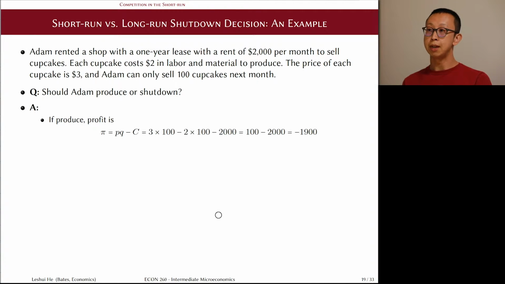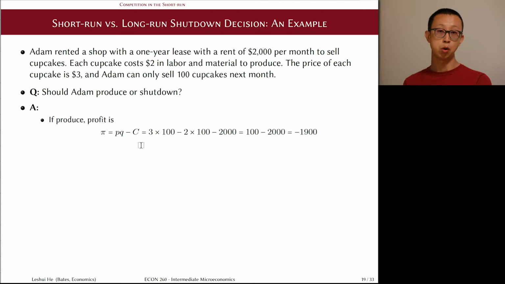Let's say entrepreneur Adam rented a shop with a 1-year lease with a rent of $2,000 per month to sell cupcakes. And each cupcake costs $2 in labor and material to produce. And the price of each cupcake is $3. And Adam can only sell 100 cupcakes next month. So the question is, should Adam produce or shut down? To answer this question, we need to have a horse race between two alternatives. What would happen if Adam keeps producing, and what would happen if he shuts down production?